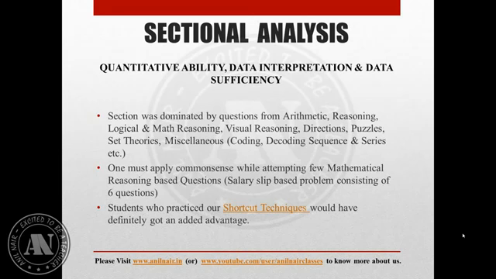This year, predominantly there were a good number of questions coming from arithmetic reasoning, mathematical reasoning, logical reasoning, visual reasoning, directions, puzzles, set theory, miscellaneous. There was also a question based on variance. I am sure that there are at least 8 to 9 questions which can be solved if you apply common sense and also use the elimination of answer options. There was a wonderful reasoning-based question which had about 6 questions, based on income, expenditure and provident fund. If you can understand the definition in that question, you are able to attempt all the 6 questions.